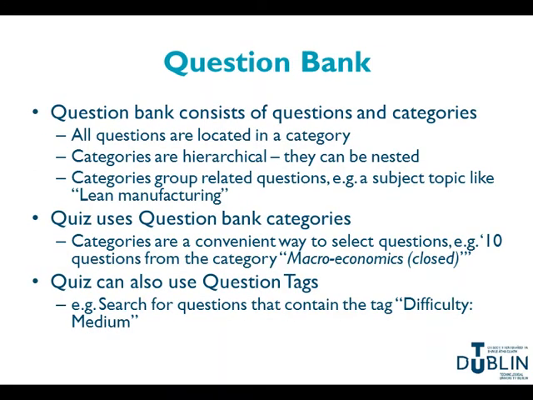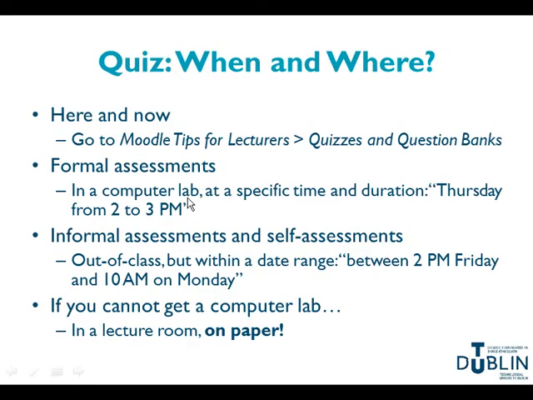And then from the opposite perspective, the question bank has all these questions. They're divided into categories. Categories are hierarchical. In the quiz, you can use categories to help you select the types of question you want to ask, whether it's by topic or by area. And you can also use tags on questions to further allow you to drill down to types of questions that you can include in the quiz.